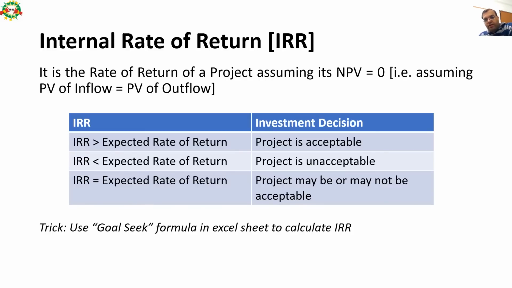So if we assume the present value of inflow is equal to the present value of outflow, what is the yield of the project? If that yield is more than my expected ROI, so if I am expecting say 10% return, and the project in which I am thinking to invest is giving me an IRR of say 12%, then the project is okay for me. It is giving a higher expected rate of return. However, if the project is giving me a lower rate of return, then I will not accept it. And if IRR is equal to the expected rate of return, I may or may not go ahead with the project.